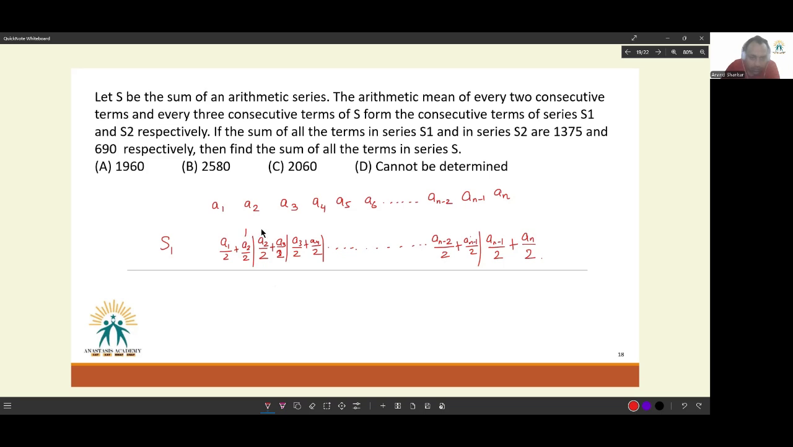Can you see, if you look at these terms, each of the intermediate terms are coming in full. The only thing that is being missed out is A1 by 2 and An by 2. Half of the first term and half of the last term is being missed out here. So I can say this is equal to the sum of all terms minus (A1 plus An) by 2.